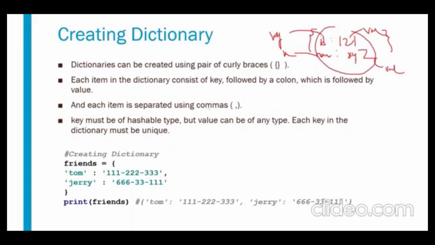Each item is separated using a comma. The key and value within an item are separated by a colon, and every item is separated with a comma. The key must be of a hashable type, but the value can be of any type. Each key in the dictionary must be unique. What this means is that all the keys should be of the same data type, but the values can be anything. Now let us see how we can create this dictionary programmatically.